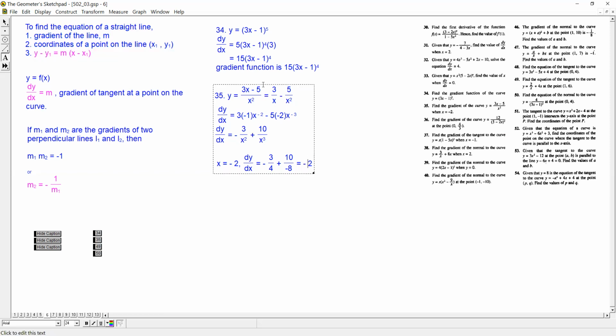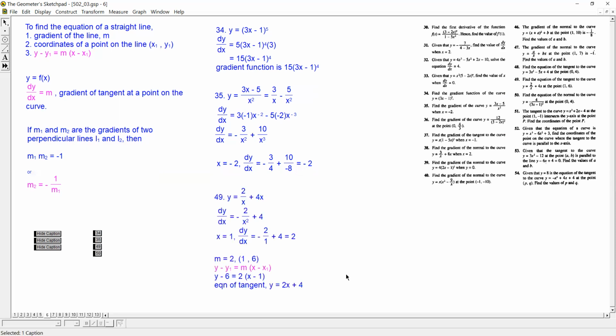So you see that the questions here, I grade them accordingly. The first one just asks you to find the gradient function. The second one just asks you to find the gradient. So what is going to happen to the third question? Question number 49. Now this 49, they ask you to find the equation of tangent already. So let me read to you question number 49.